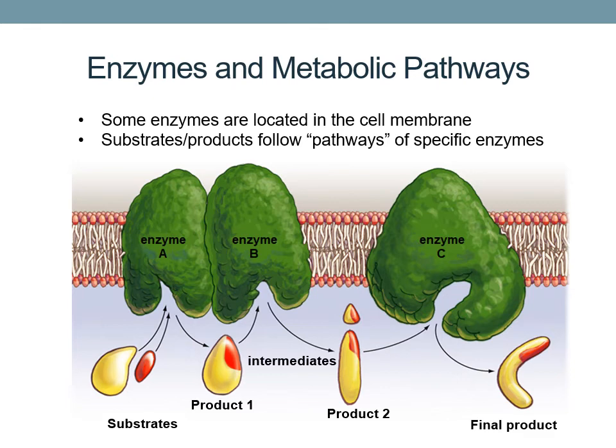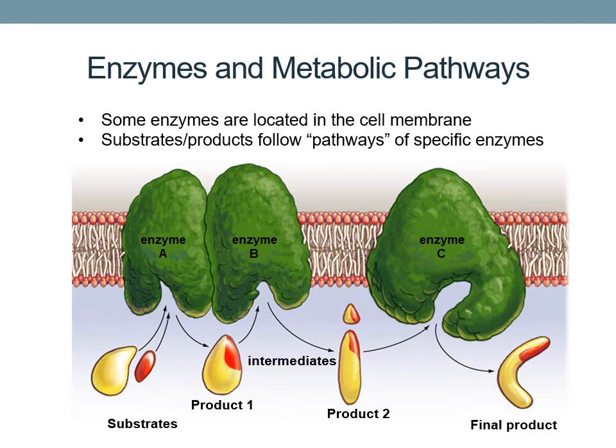In this figure, there are 3 enzymes embedded in the cell membrane. Enzyme A specifically binds the substrates and converts them to the first product. The first product then becomes the substrate of enzyme B, which converts that substrate to the second product. Product 2 then becomes the substrate for enzyme C, and enzyme C converts it to the final product. Products 1 and 2 are called intermediate products because they are not the finished final product of the metabolic pathway.